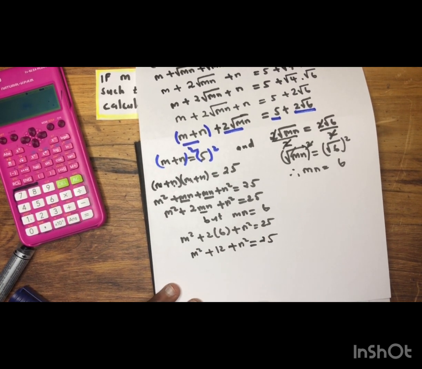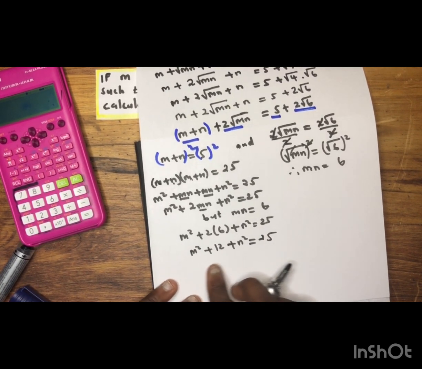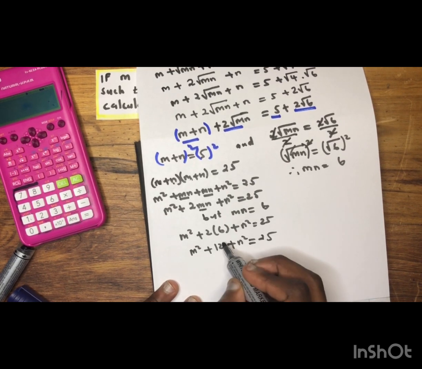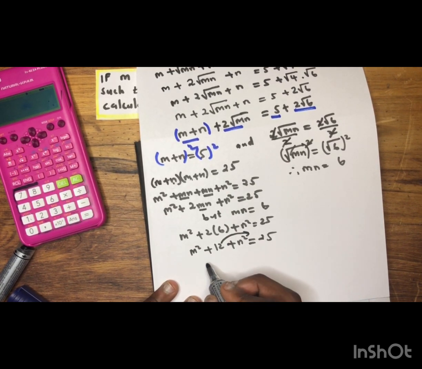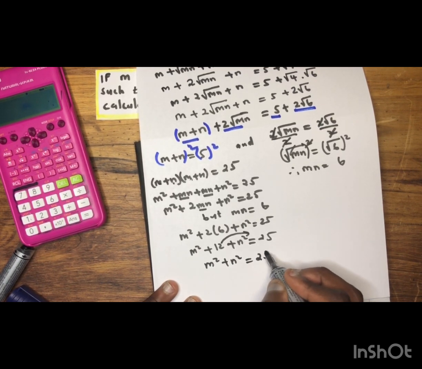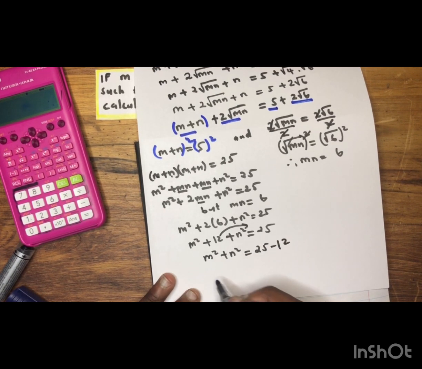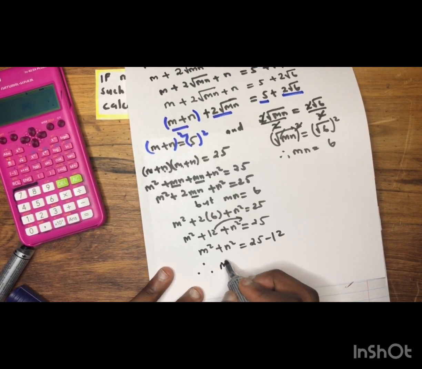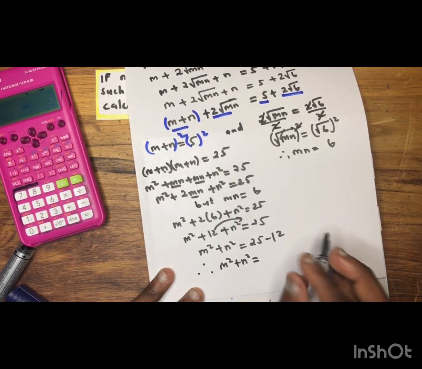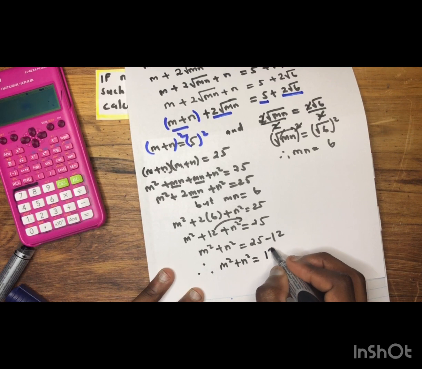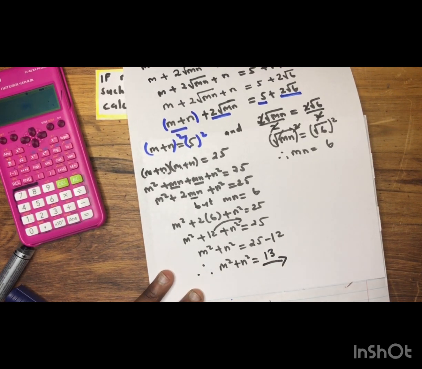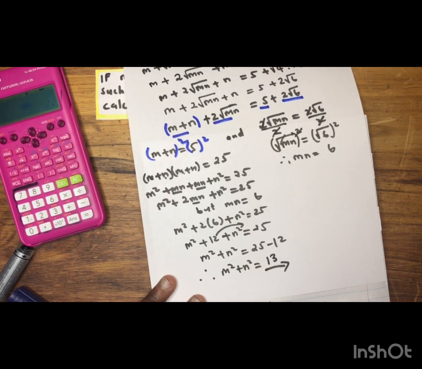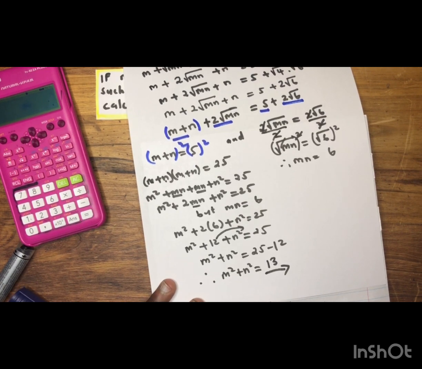Don't forget what you want, guys. You want m squared plus n squared. What you must do now, you must transpose 12 to the other side. So you're going to have m squared plus n squared equals to 25 minus 12. So now therefore m squared plus n squared is equals to 25 minus 12, you get 13 as your final answer. Okay, that was easy question, but it was tricky, guys.